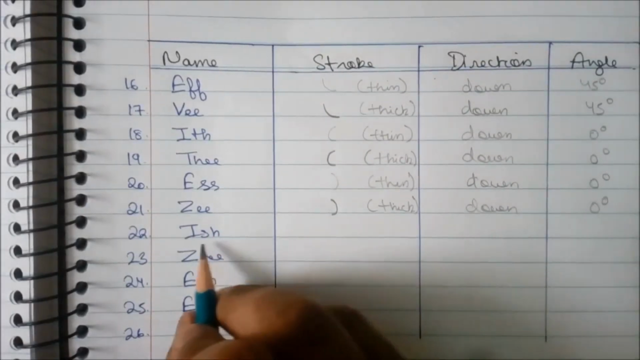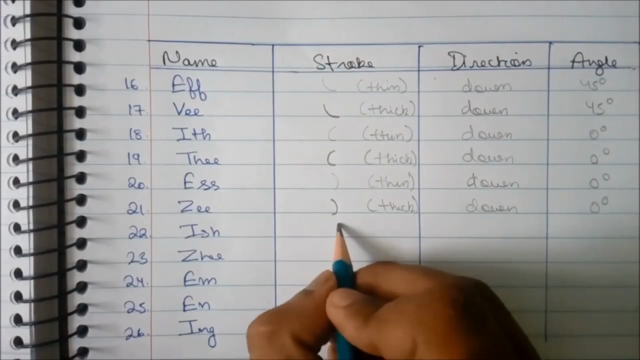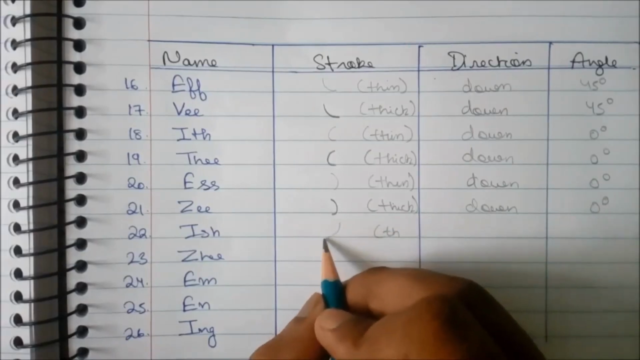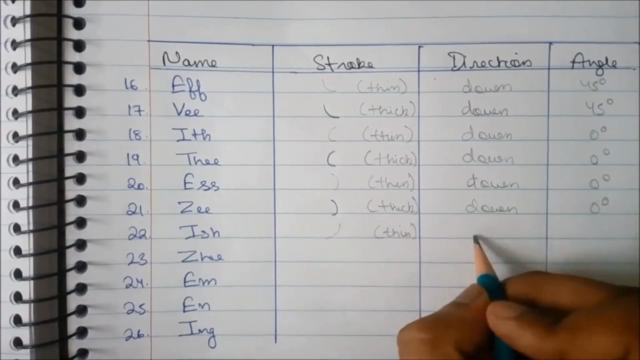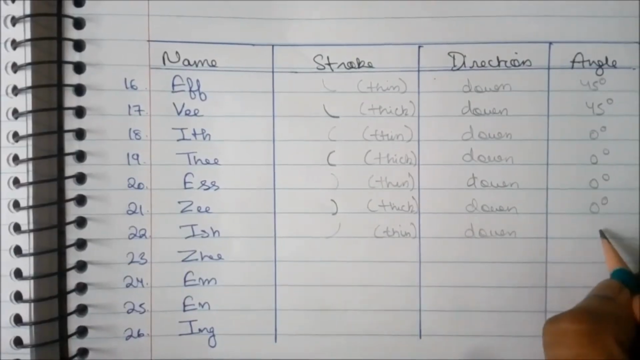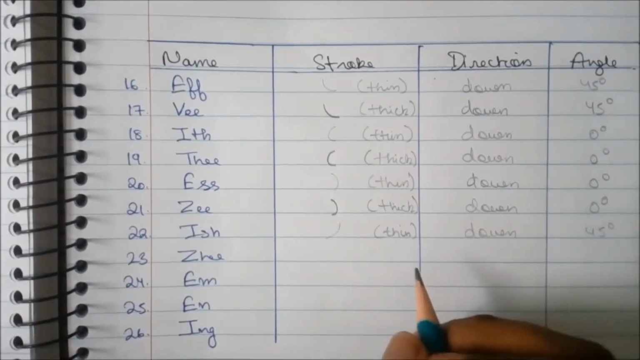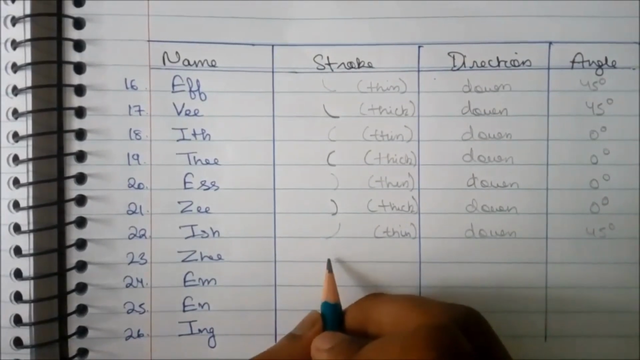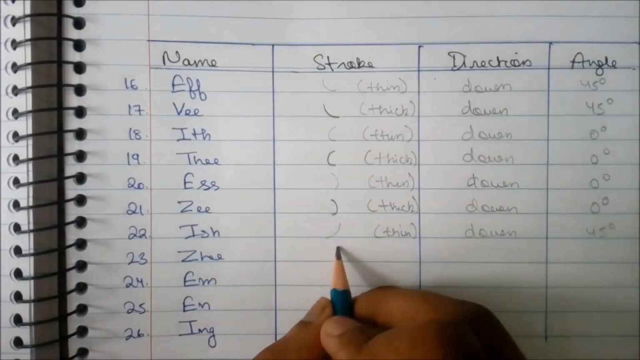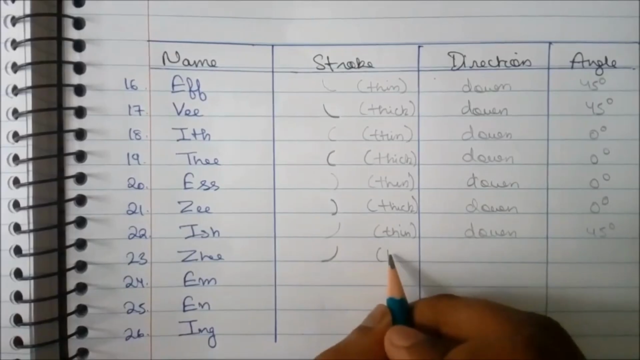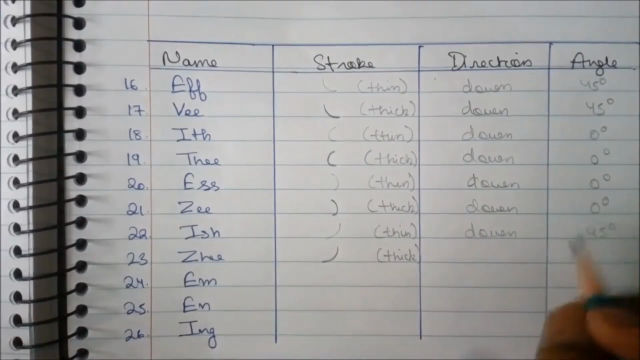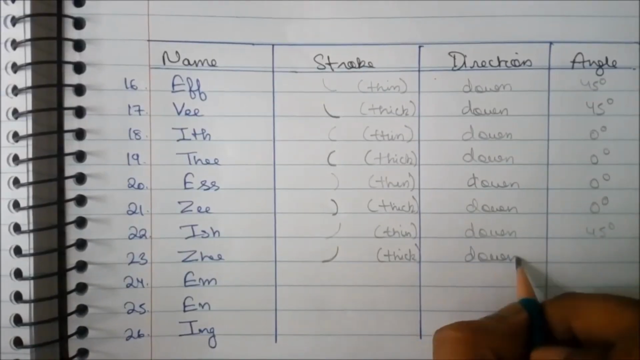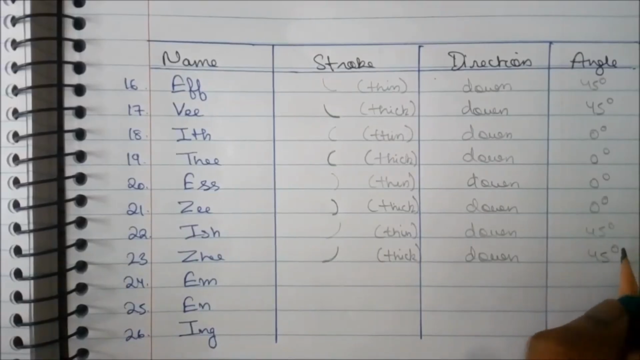Now the next stroke is pronounced as Ish. It is a little bit slanting and it is a thin stroke. It is also drawn downwards and makes an angle of 45 degree. Now the next stroke is Yi. It is a thick stroke and its direction is downward and it makes an angle of 45 degree.